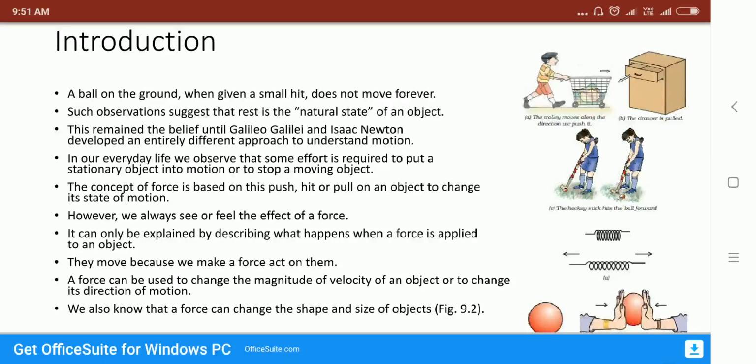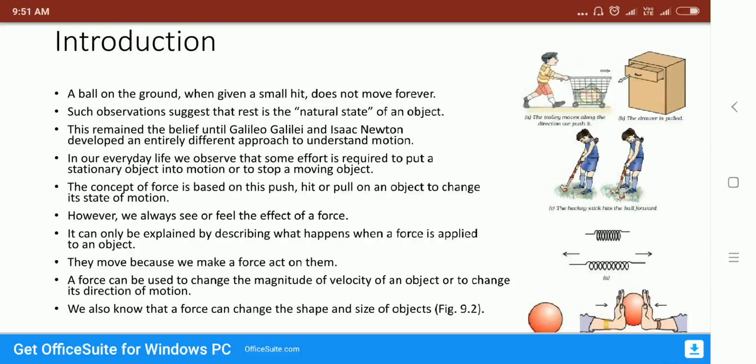So we can describe the force by its experience, right? While the force is given, by the change in the object, either in the velocity or the direction, we can measure the magnitude of the force which we have applied. By applying the force, we can also change the shape of the object. A number of examples can be seen in the diagram.